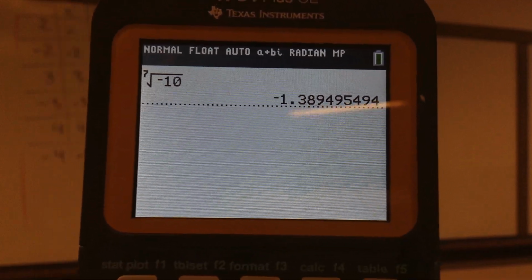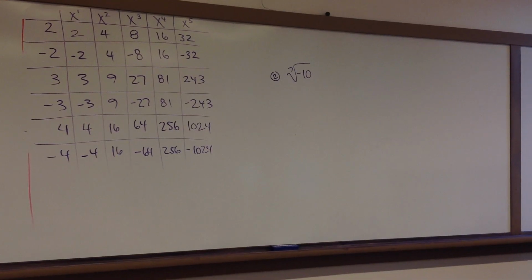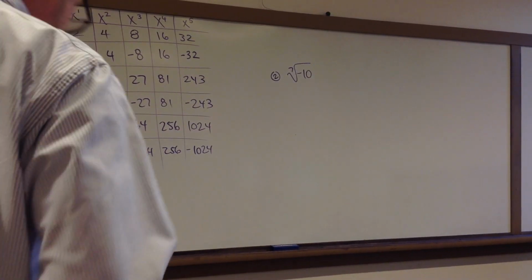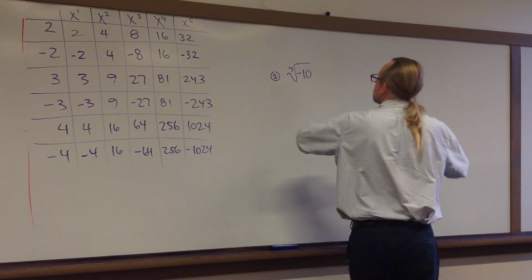It's about negative 1.39, I think is a pretty good approximation. So I'll go back up to the board and write that one down. Negative 1.39.